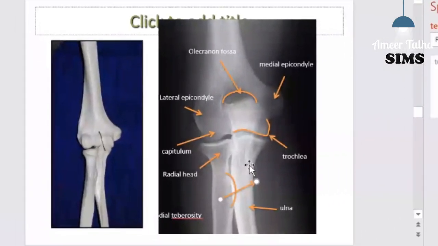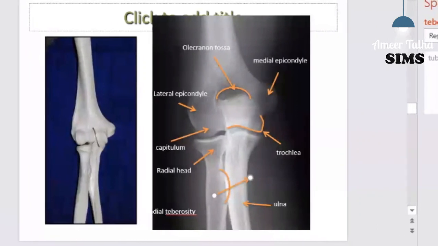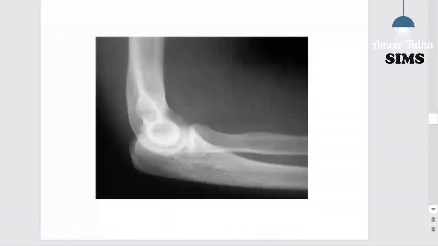And now this one is the lateral view of the elbow joint. Here the head of the radius is shown superimposed on the shadow of the ulna, and this is the joint space and the olecranon notch of the ulna, and this area is the olecranon fossa, and this one is the trochlear notch of the ulna, and this one is the head of the radius, and it is overshadowed or superimposed on the coronoid process of the ulna.